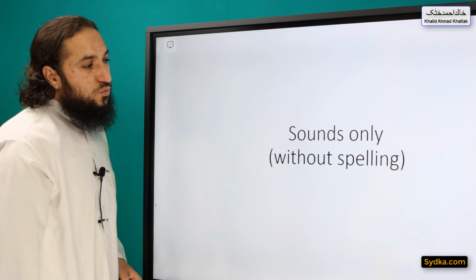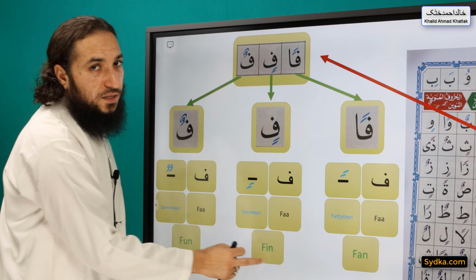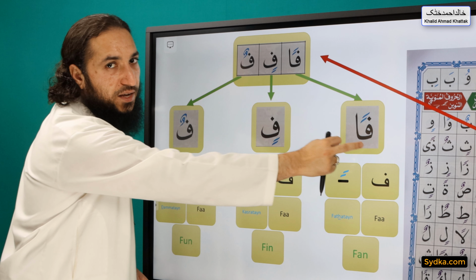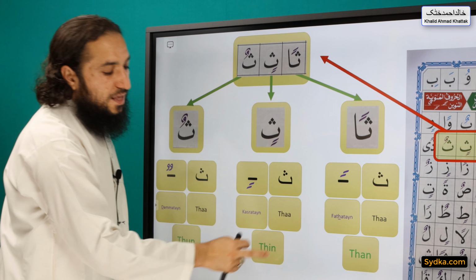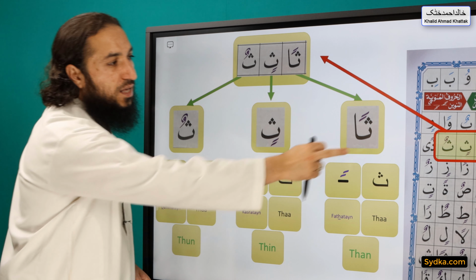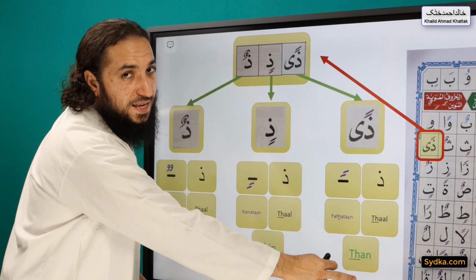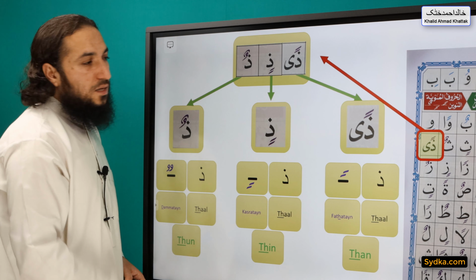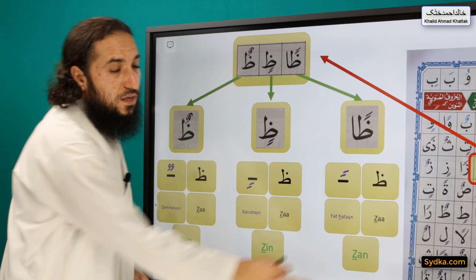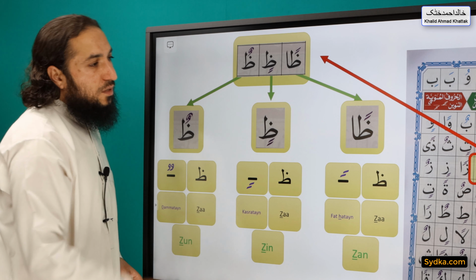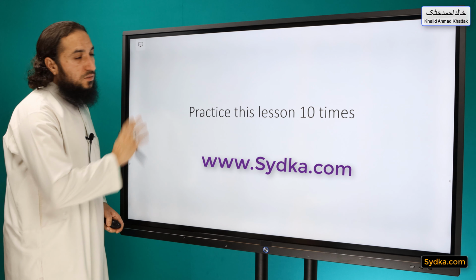So next 3 or 4 slides would be sounds only without spellings. Fan, fin, fun, fan, fin, fun, than, thin, thun, then, dhin, dhun, dhan, dhin, dhun. So that's the end of this session.